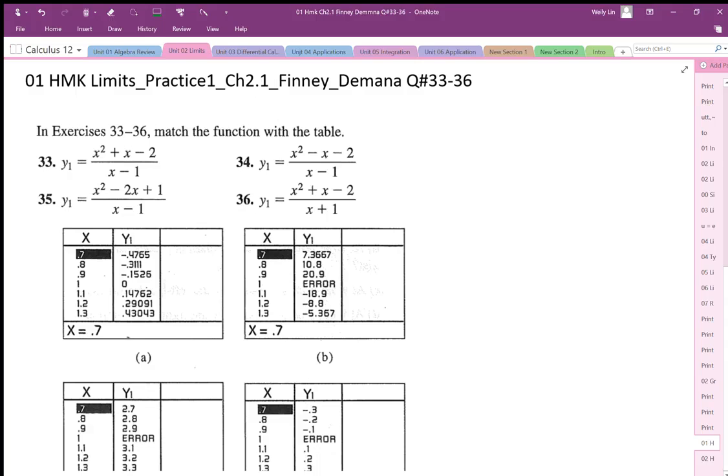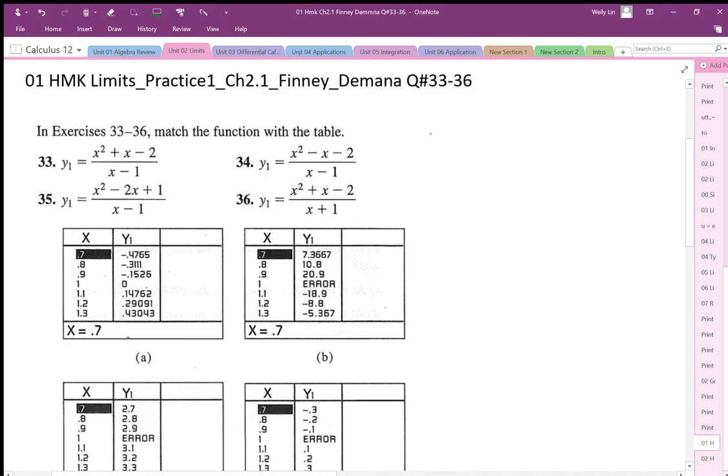Let's match the function with the table. Okay, so let's take a look at number 33. To match the function with the table, we have to first see if there is an error at x equals 1. Here we have minus -1, so x is not equal to 1. So there's a restriction at 1. We have to see what type of restriction that's going to be.